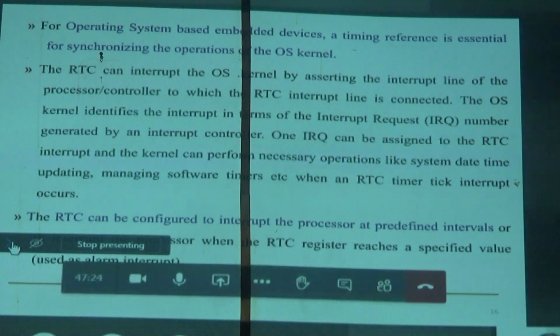For operating system based embedded devices, a timing reference is essential for synchronizing the operations of the OS kernel. RTC can interrupt the OS. All these concepts we will discuss again in the next 5th module, where you are going to study the kernel concepts, the operating system concepts, the processes, the threads, etc. I think you might have studied the same concepts in your operating system subject. Once I come to the 5th module, I am going to explain these concepts again.